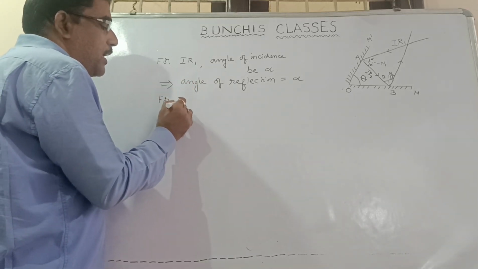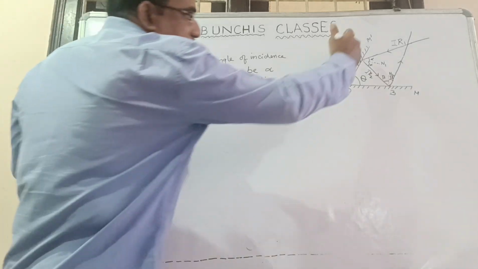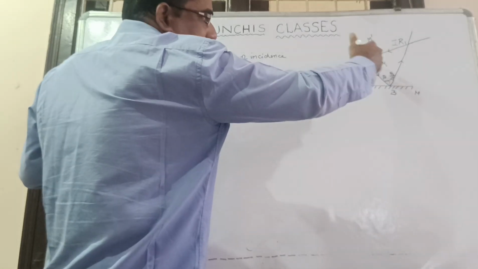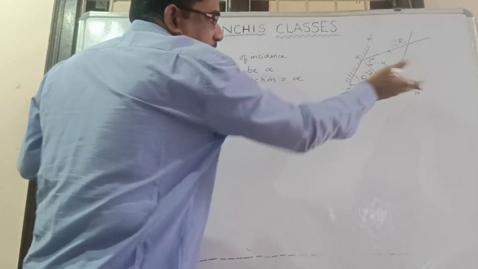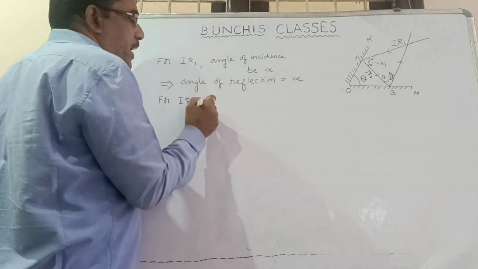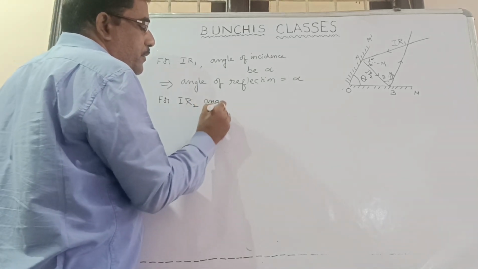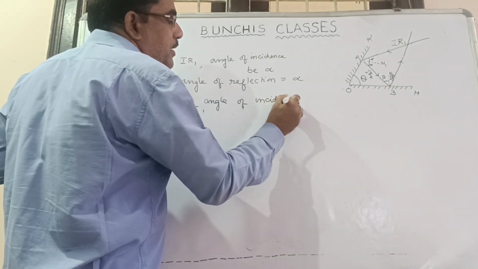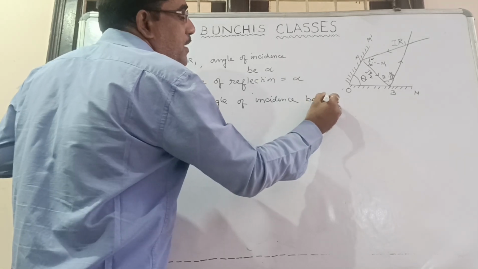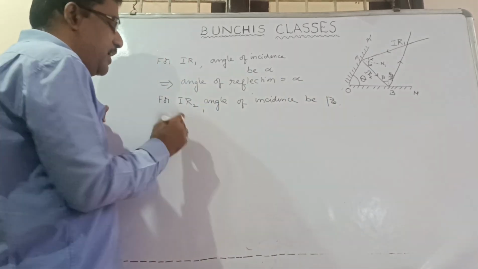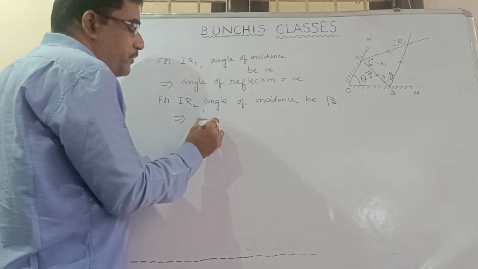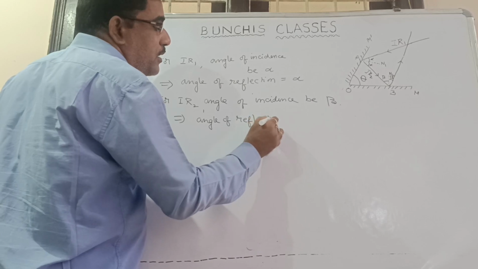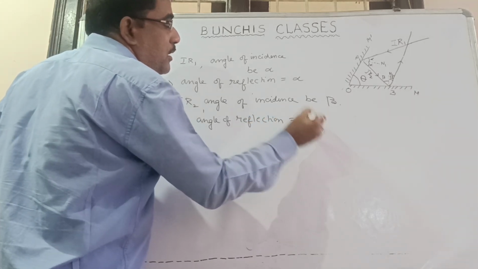Next, let us see the second case. For IR2, incident ray 2, actually this IR2 is a reflected ray of the first mirror. This becomes the incident ray for the second mirror. For IR2, the angle of incidence is beta, which implies the angle of reflection is also beta.